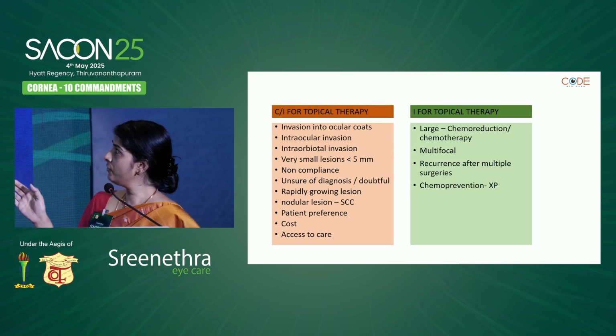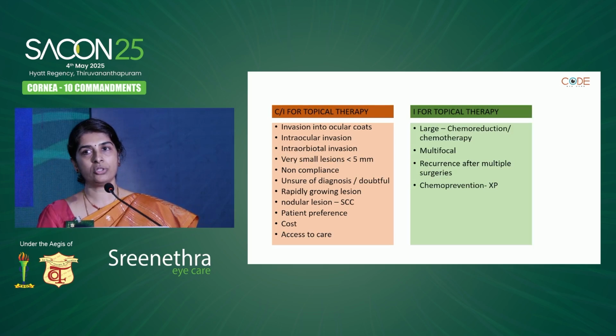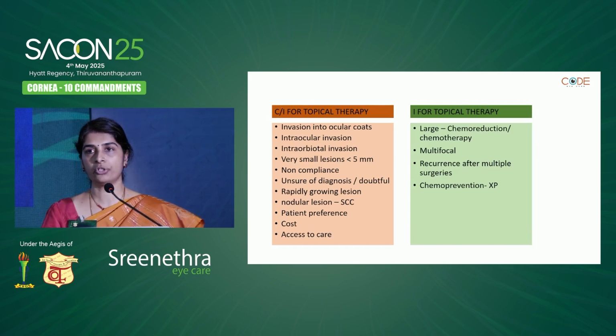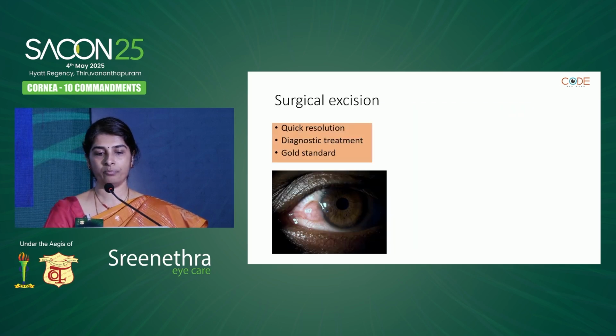And indications for topical therapy are when the lesion is too large, it's always better to chemo-reduce the lesion before you undergo surgical therapy. When it's multifocal and you can't go about surgically removing each of those lesions, when there is recurrence after multiple surgeries, and when you're opting for chemoprevention.